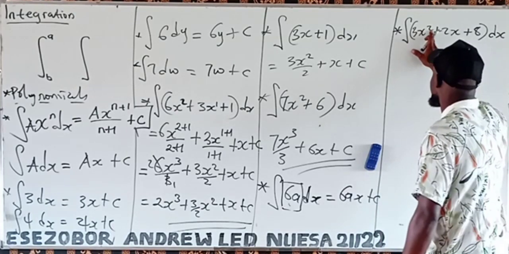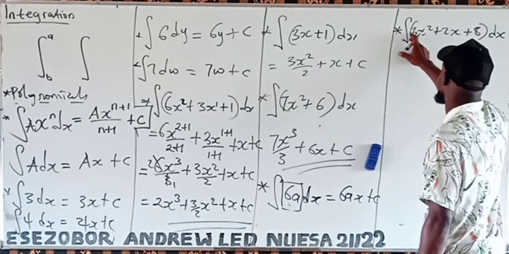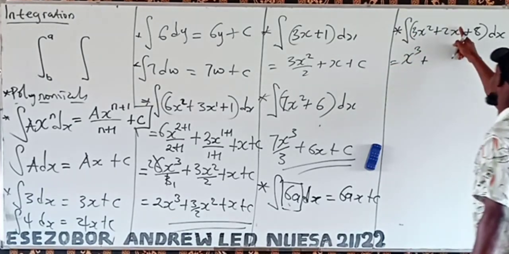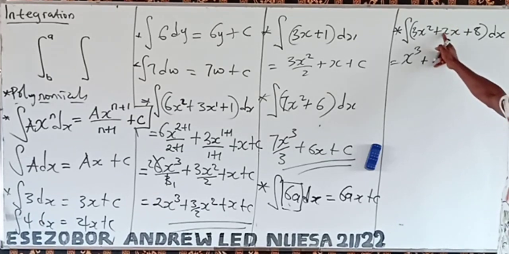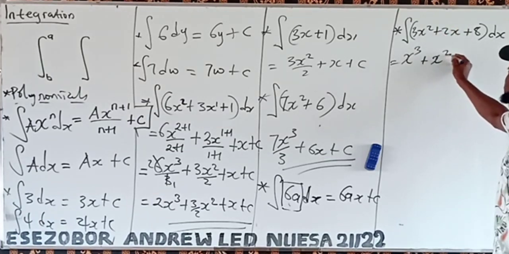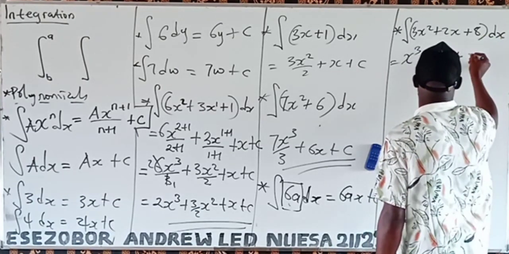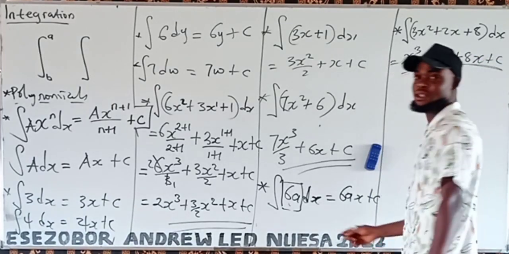Just do it. 2 plus 1, that is 3. 3 divided by 3, that is 3 cancel 3. You are going to have x cubed plus, okay, this one is x to the power 1. 1 plus 1, that is 2, divided by 2. 2 will cancel 2. That will be x power 2. Plus 8 times x, because 8 doesn't have x, that's 8x plus c. That's how you solve it in exam condition.